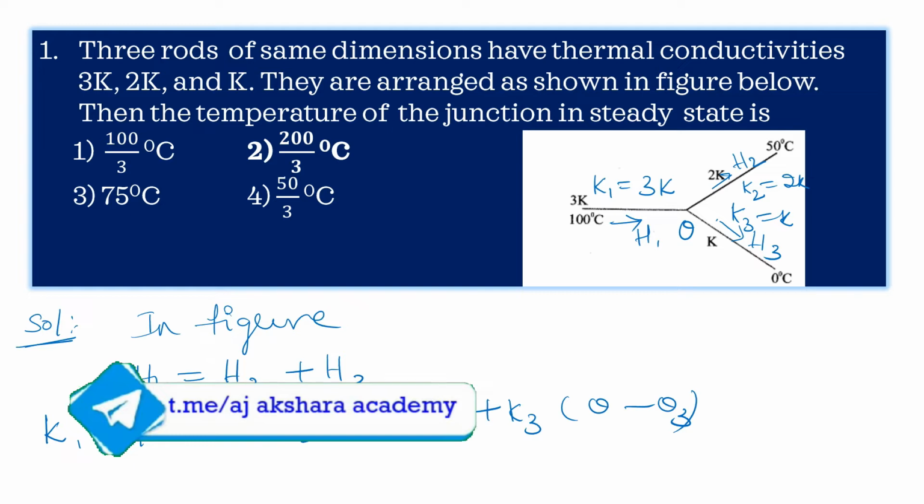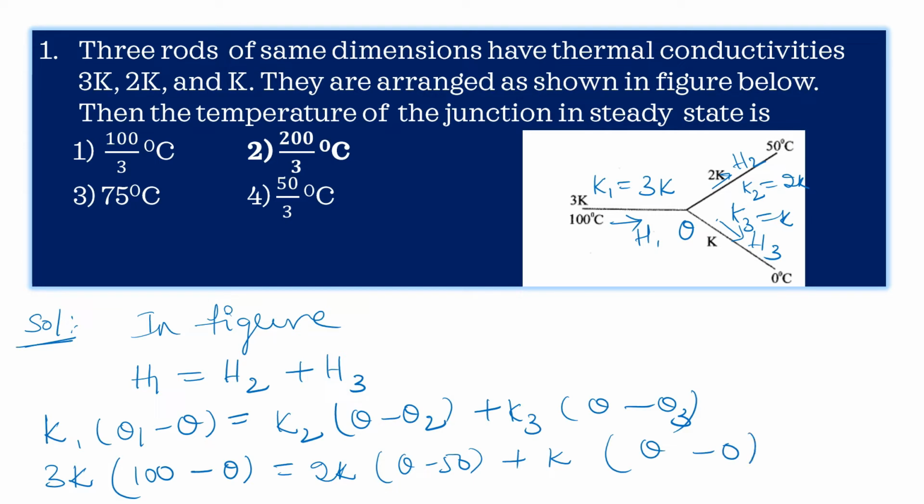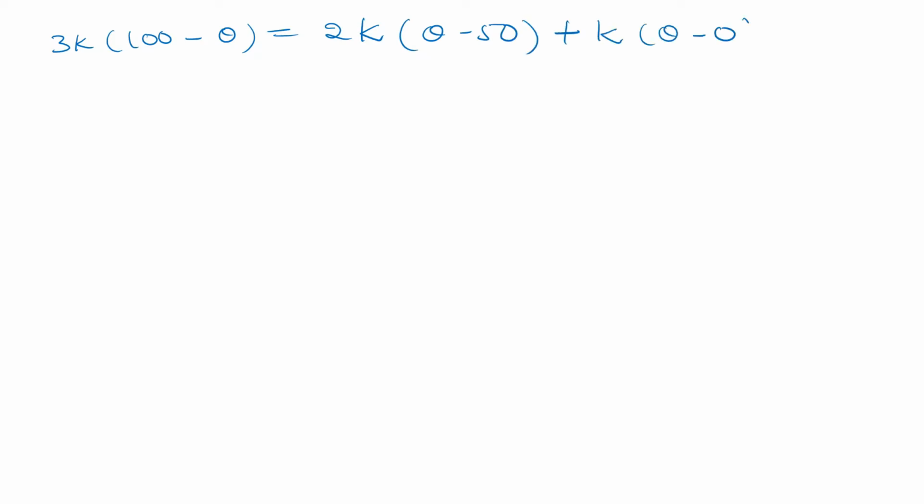Now substituting K1, K2, K3 and theta1, theta2, theta3 values: K1 is nothing but 3K, theta1 is 100. So 3K of (100 minus theta) is equal to 2K of (theta minus 50) plus K of (theta minus 0). Here K gets cancelled on both sides.